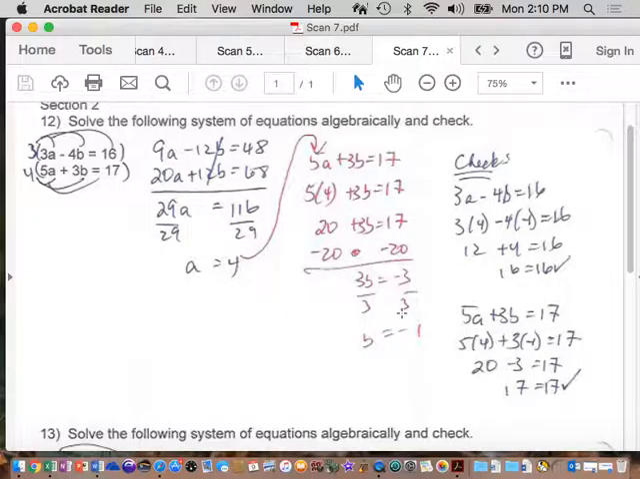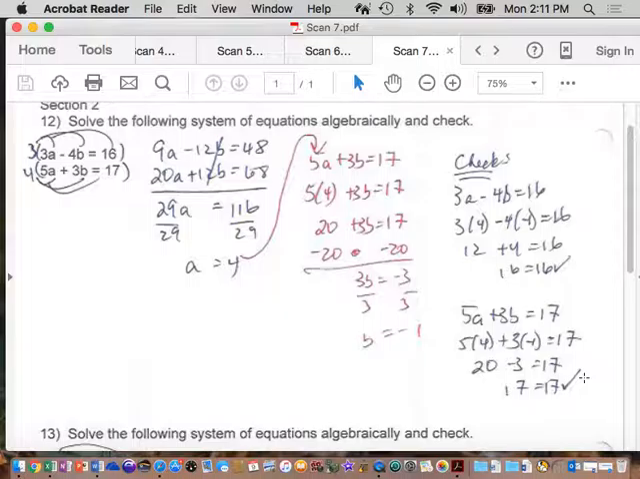Here's an important part, because even on the kids who were doing very well on the test, the big difference between the kids who got in the upper 70s and the 80s compared to the 90s was their ability to do the check. You have to do the check. You need to write the original 2 equations, here they are, and then here they are again, and then substitute in and make sure that it works on both sides.